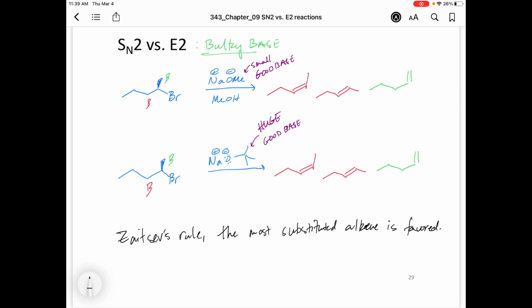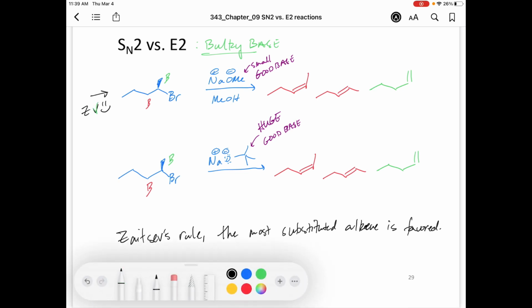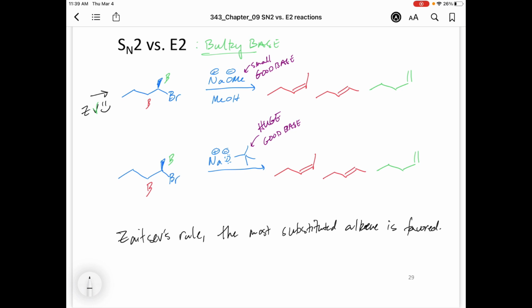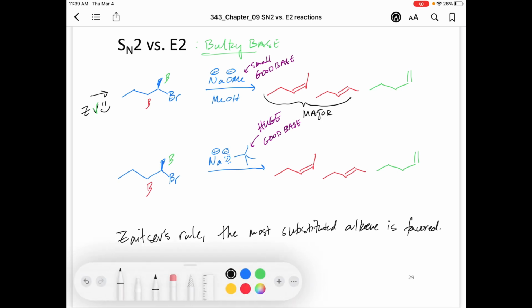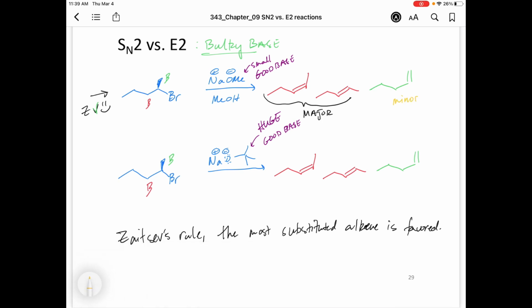But on the top reaction here, this small good base, sodium methoxide, Zaitsev's rule works, and it is in line with this. Put a little green check mark there. Cool. So with this reaction, we actually do see that the major product is the most substituted. It's a major elimination product. And we see that the least substituted is the minor product.